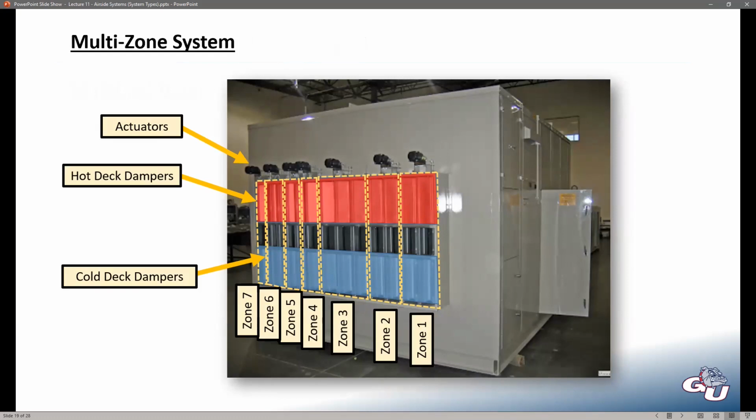Another more of a design consideration, but a lot of these multi-zone units were not really designed to be taken apart, which means these dampers, this whole bank of dampers, is often very difficult to get to and maintain. And sometimes it's just cheaper to replace the entire unit rather than trying to fix a bunch of broken dampers.